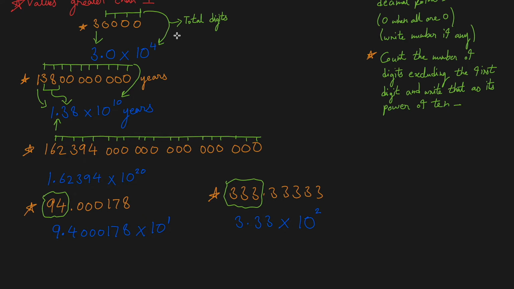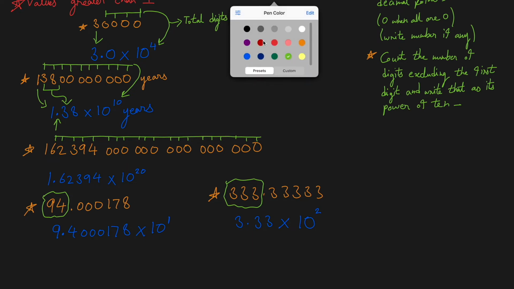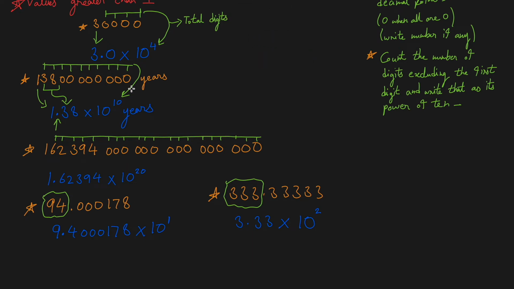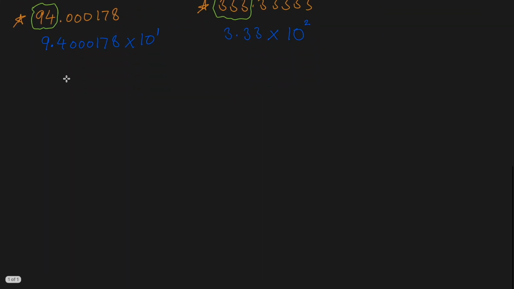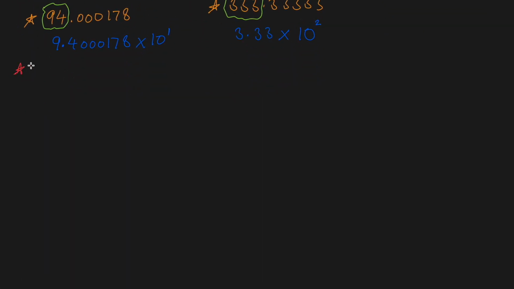Now what about values smaller than 1? We will cover that up. Values smaller than 1. So how do we convert decimals that are less than 1 into the standard form? Let me first explain it to you. I think that will otherwise make more confusion for you.